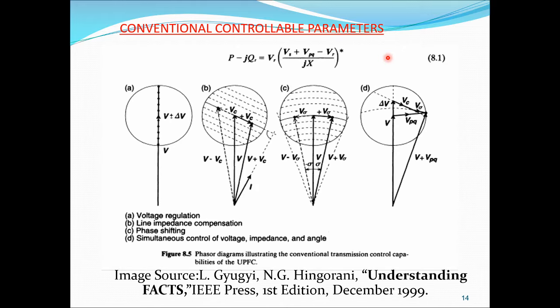The next concept is the conventional controllable parameters. Controllable, in the sense that there are some parameters. What are the parameters here? The first and foremost is voltage regulation. The second is impedance. The third is the angle, that is, phase shifting. Altogether, this is the final diagram. Each and every diagram plays a crucial role.